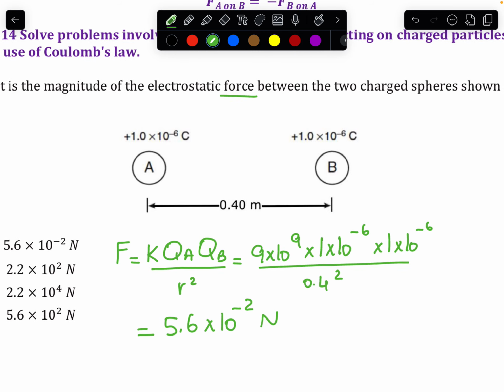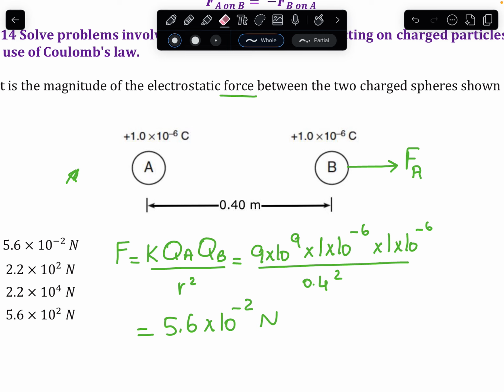So because they are both positive, this means A will repel B to the right, and B will repel A by the same force, exact same force, but to the left.